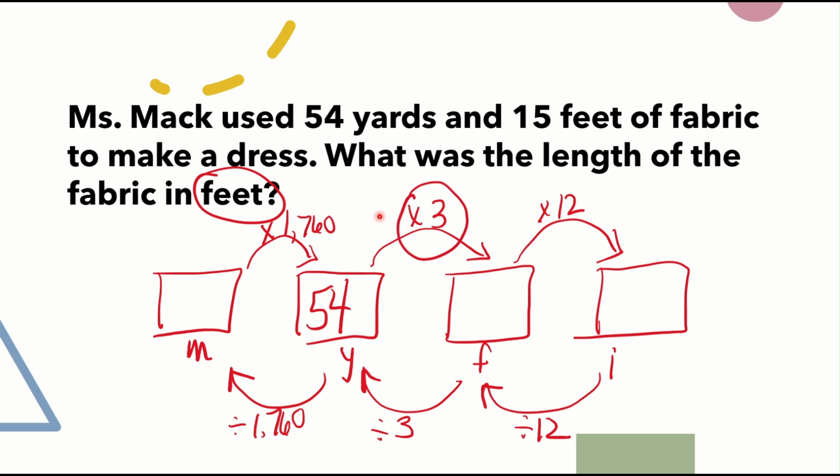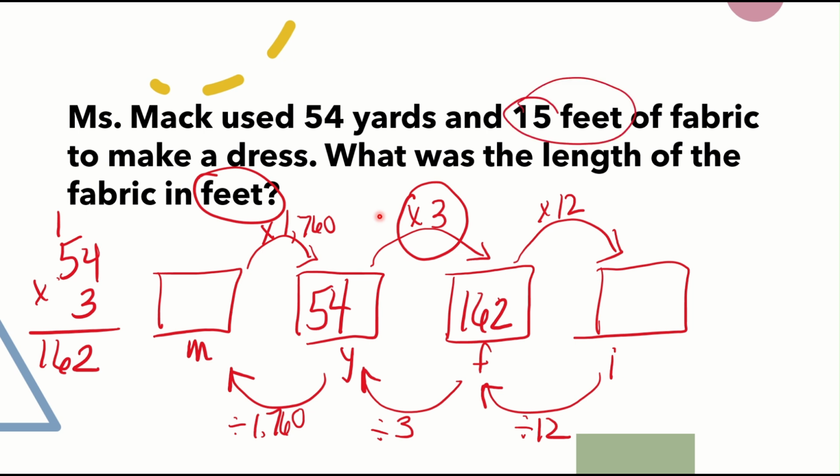In this case, we're going from a large to a small, so we'll go 54 times 3, and I get 162 feet. But again, that's not my answer. We already know we have 15 feet, so we're going to add those two together to get our total amount of fabric in feet. So 162 plus 15, we get 177 feet total.